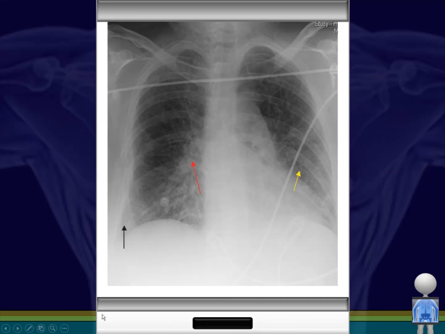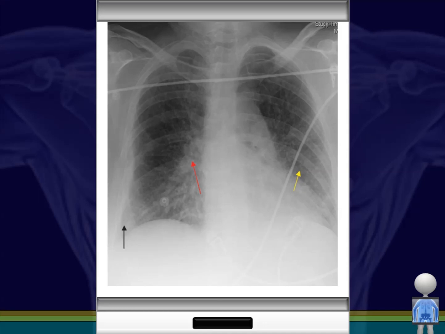A few things that we can see on this film. We see that we just have these kind of patchy areas. They're almost fluffy, right? So there's two things in CHF that we look for. The first thing I would like to see in CHF is enlargement or engorgement of my pulmonary vasculature, because it is that central pressure change that really is causing the pulmonary edema, correct?